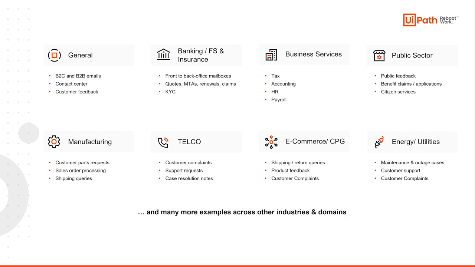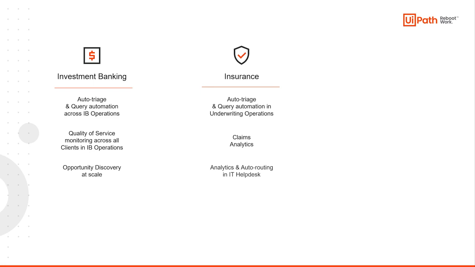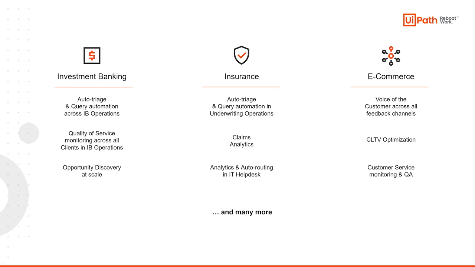Here's some specific examples of how our customers are using UiPath Communications Mining. In investment banking, we help banks auto-triage hundreds of operational mailboxes, automate transactional requests, and monitor and improve the quality of service they provide to their clients. In insurance, we help insurers auto-triage their underwriting operations mailboxes, automate administrative tasks, and analyze claims data at scale. And for our e-commerce clients, we're helping them to truly understand the voice of their customers and which customer experiences actually impact retention and customer lifetime value.